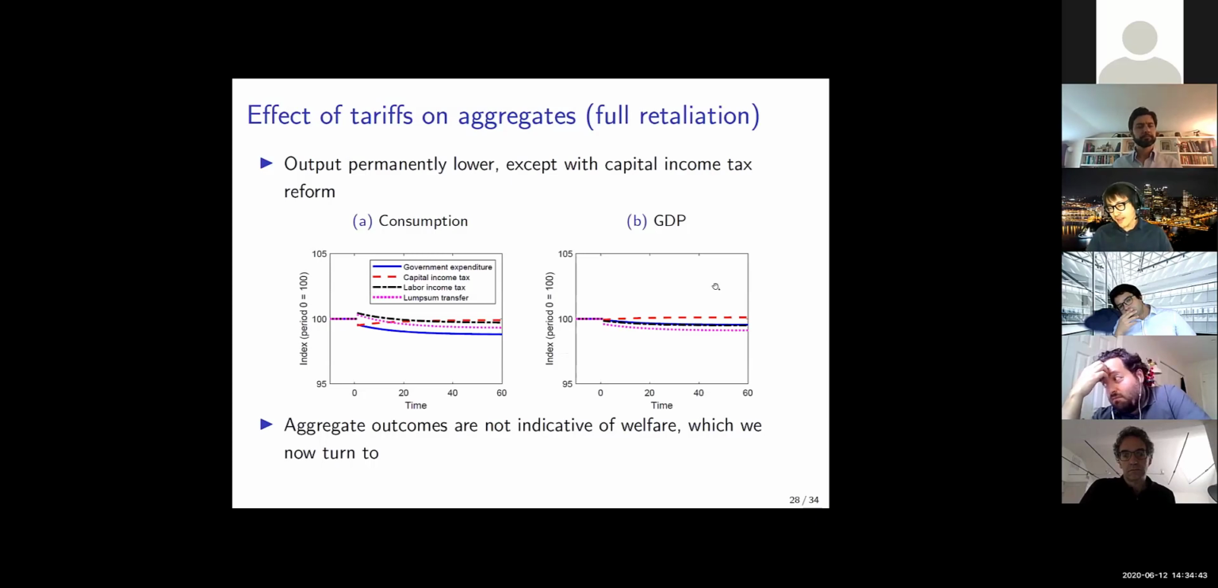So here's a word of caution. If we just look at the output ranking, not only is it orthogonal to welfare, actually the rankings are kind of reversed when we think about welfare. So we'll turn to welfare now.